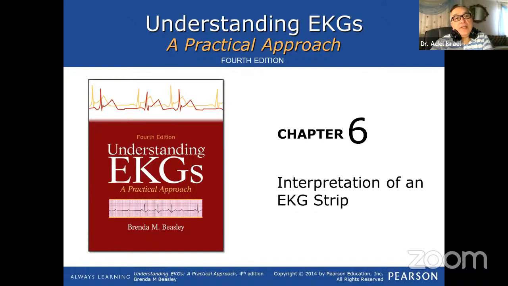Let us understand what we should know about this chapter, chapter 6. We learned together during the lab time that the first wave is the P wave, then the second wave is Q, the third is R, the fourth is S, and the last one is T. We mentioned also that P, R, and T are positive deflections, and Q and S are negative deflections.